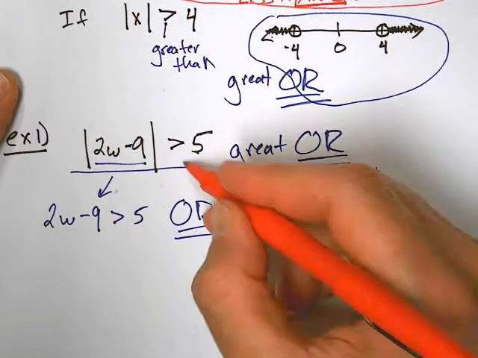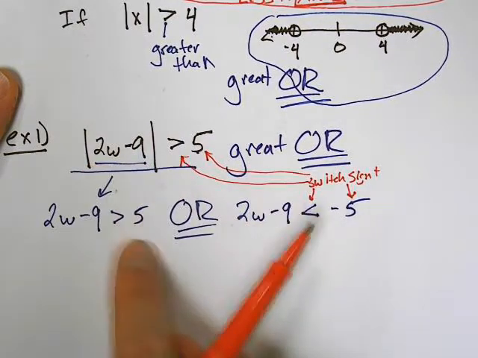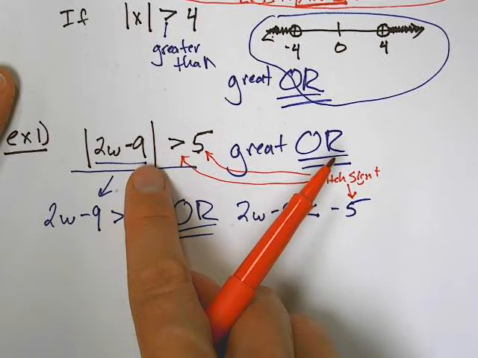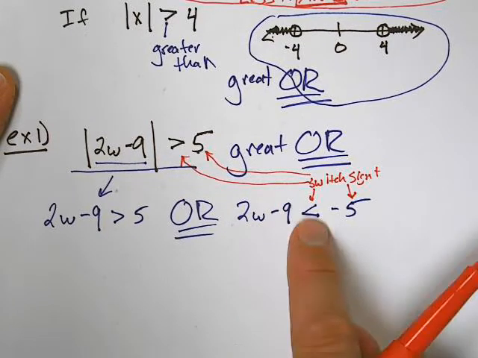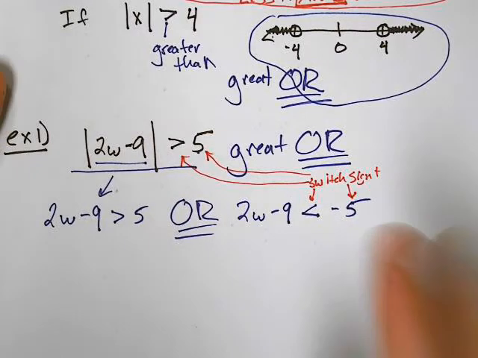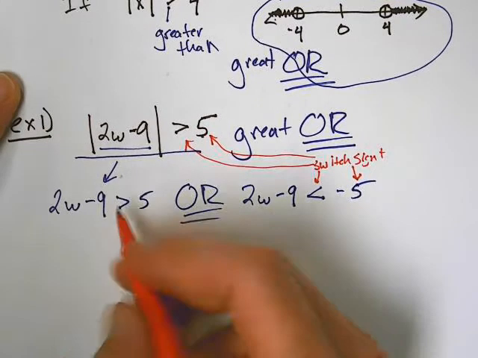So let me maybe put arrows going here too. So the first one, just drop the absolute value and write it down. No problem. Easy peasy lemon squeezy. The second one, drop the absolute value, switch the sign, switch the sign. Greater than becomes less than, 5 became negative 5. Solve each of these. Now we should be on easy street. Solve each of these separately.